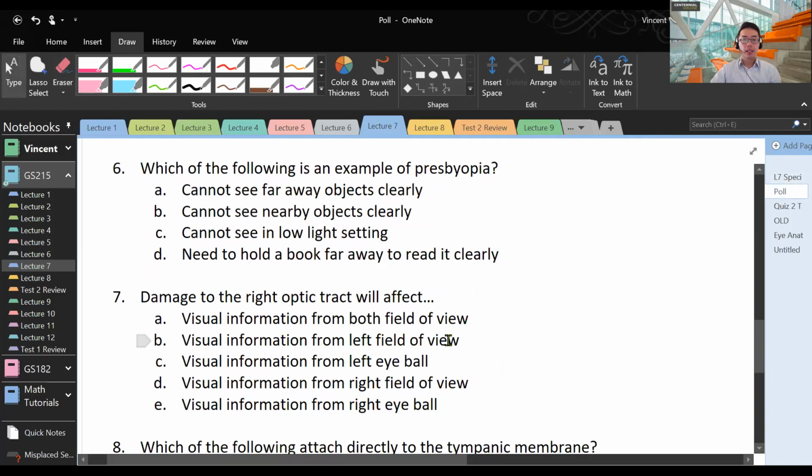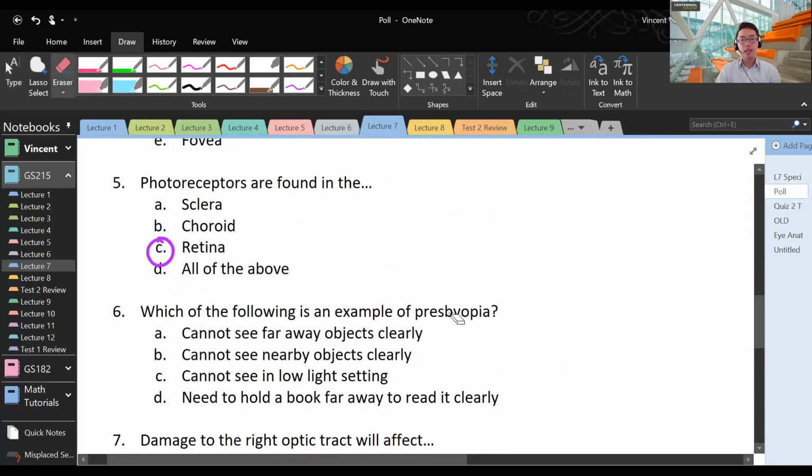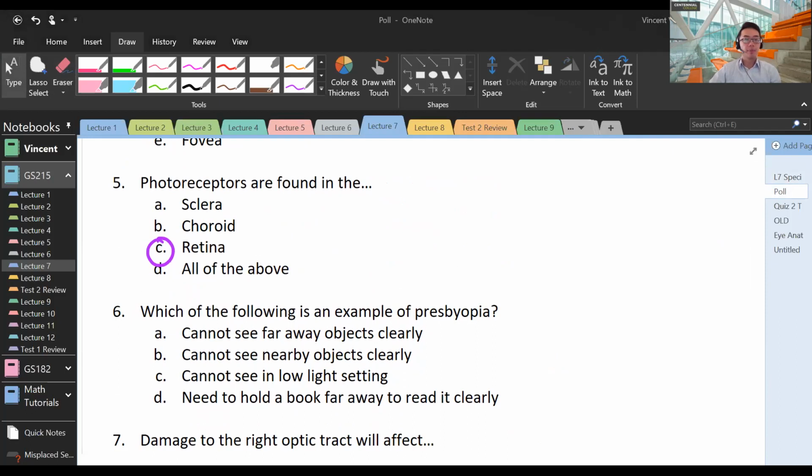This one is presbyopia. I don't know, let's see if you guys remember. I haven't talked about it today yet, but that was mentioned in the lecture. So let's see if you are able to answer that. Presbyopia.